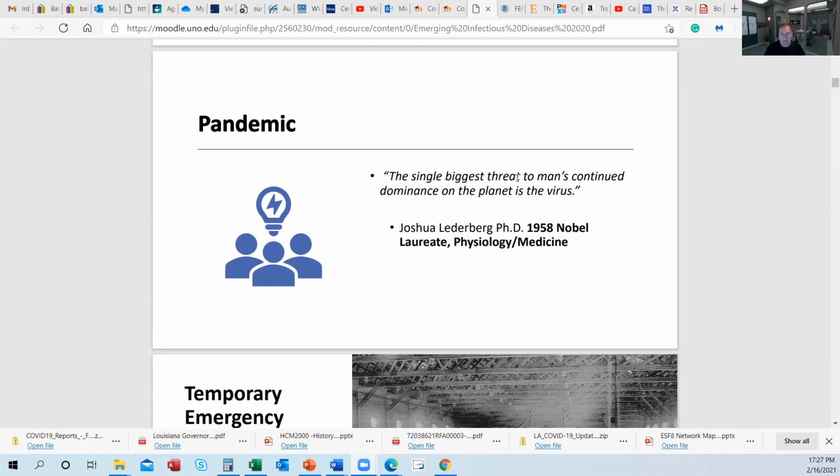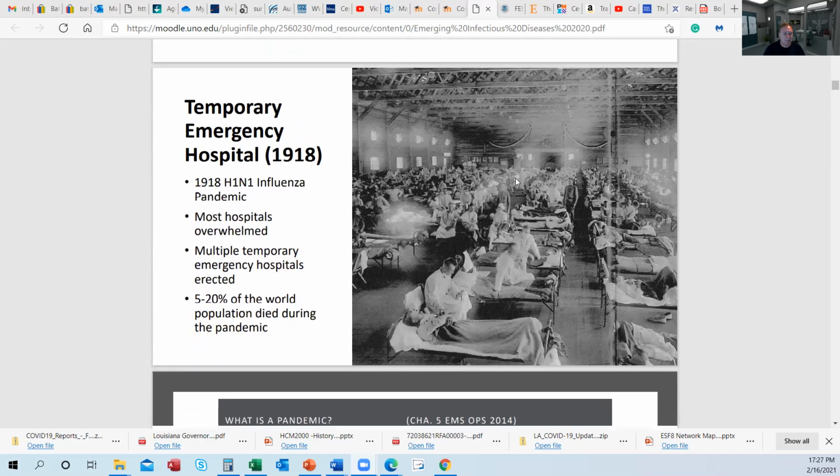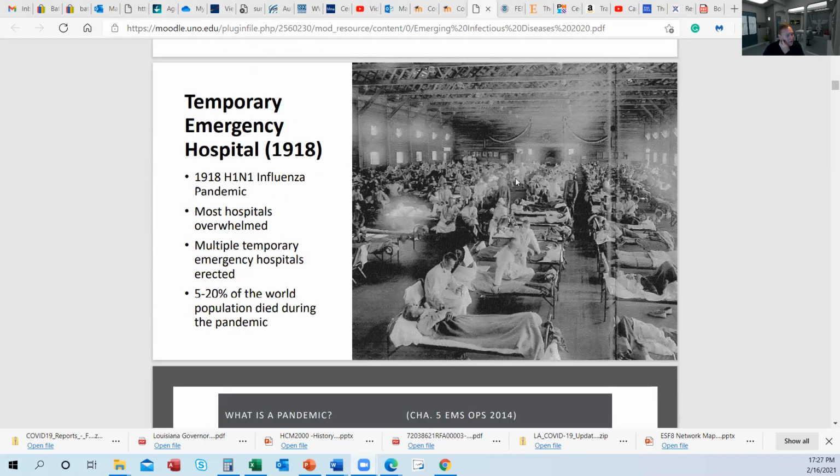So obviously it's a terrible disease and it's a terrible situation. But again, as a percentage of the total population, it's not been as deadly as the 1918 flu pandemic. It has been deadlier than anything else we've dealt with in the last 100 years, but not as bad as the 1918 flu pandemic. And with that, let me show you just some pictures from the 1918 flu pandemic.